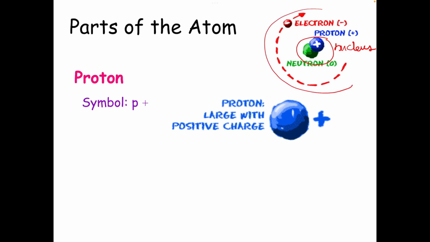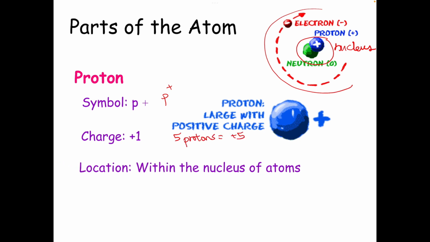Protons, the symbol is p plus. Sometimes it's a superscript p, with a superscript plus sign. You will find these on the reference table as well. Charge, positive 1. Each proton has a charge of plus 1. So if we had 5 protons, the charge would be plus 5.